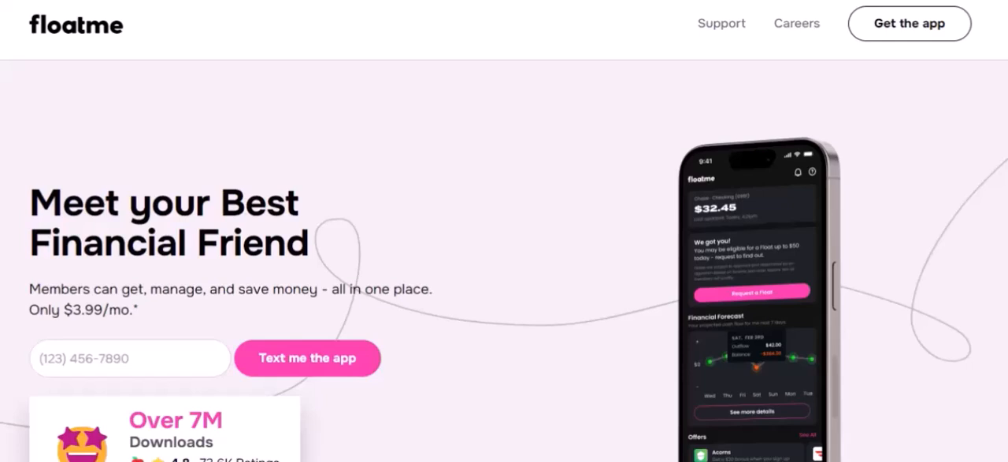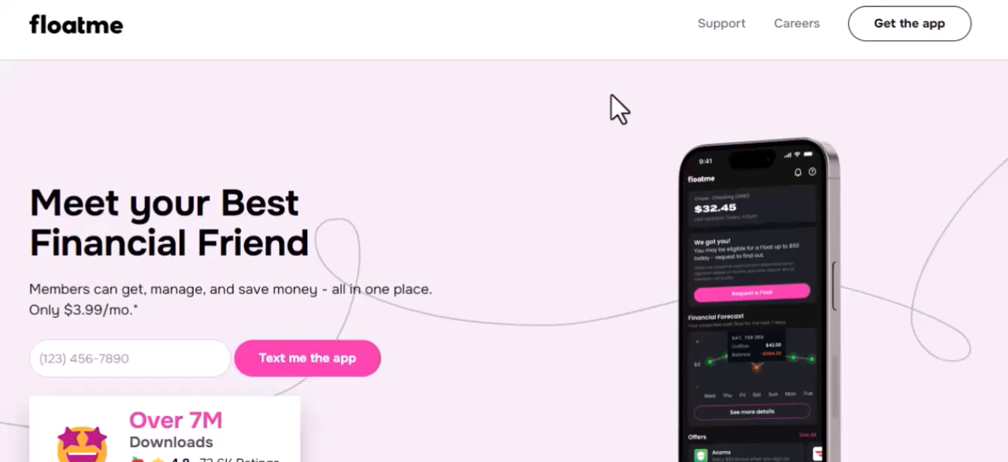So, there you have it. A FloatMe interest rate is essentially the fee you pay for using their service. It's influenced by factors like your credit score, income, spending habits, and market conditions. While it offers flexibility, it also introduces uncertainty.